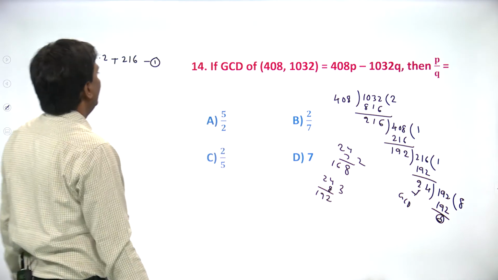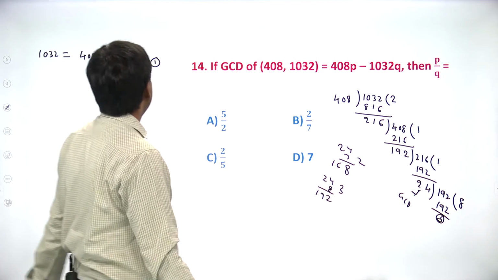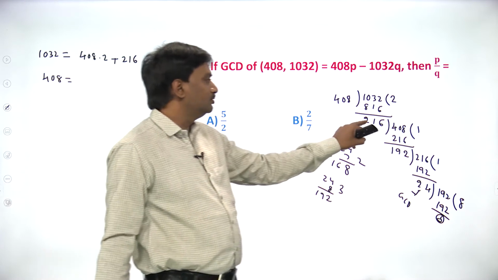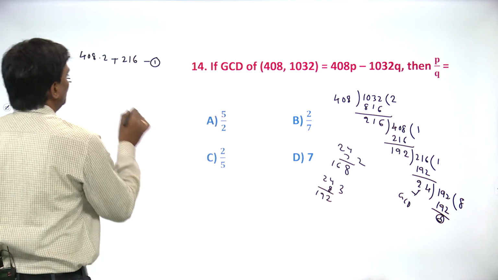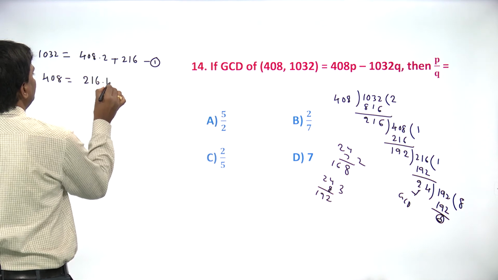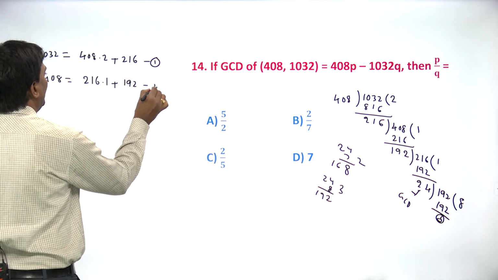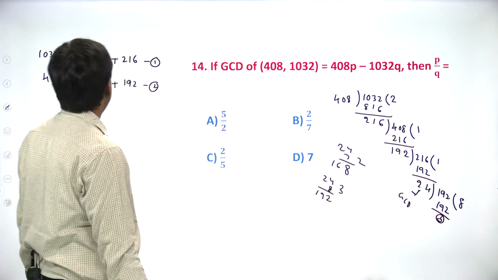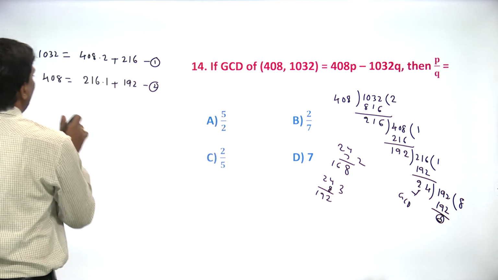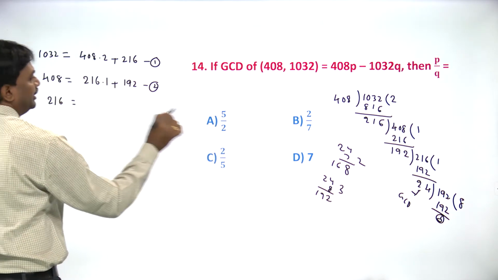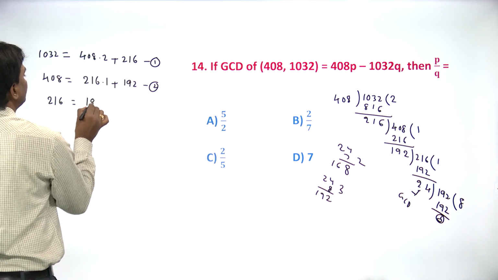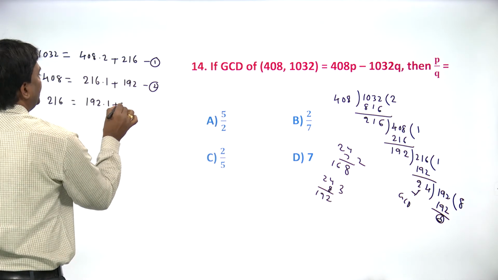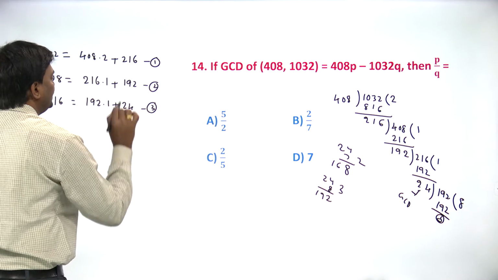Okay. Now here 408 can be written as 216 into 1 plus 192. Let us take that as equation 2. Now this 216 can be written as 192 into 1 plus, here the remainder is 24. So plus 24. Let us take that as equation 3.